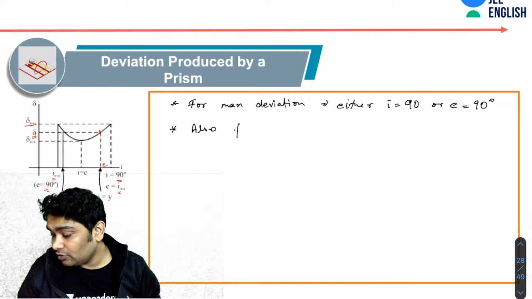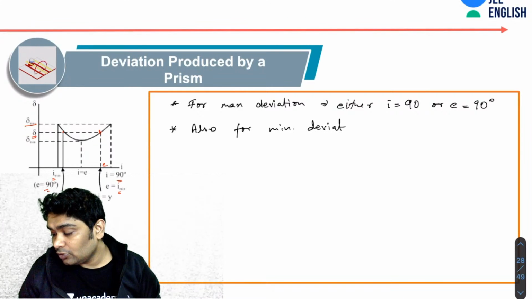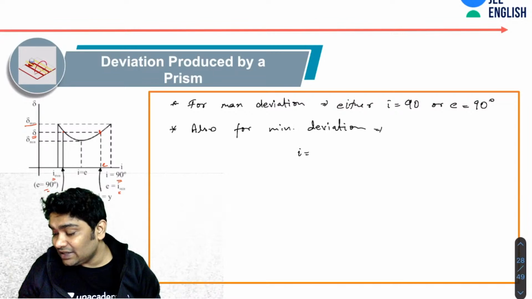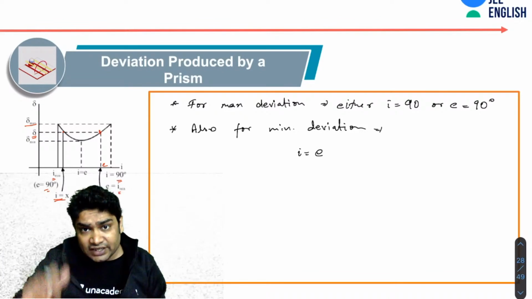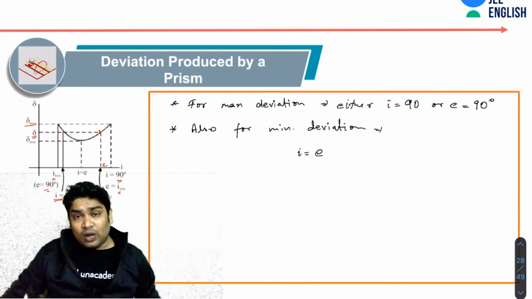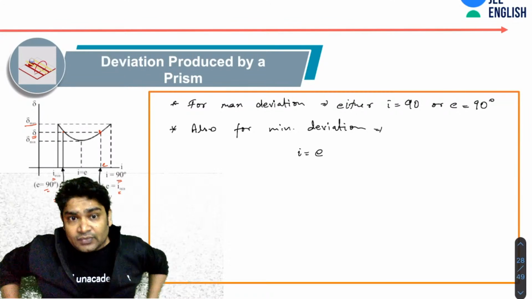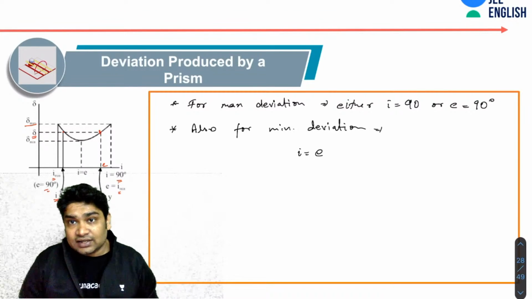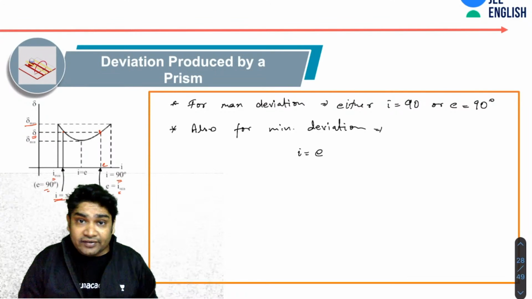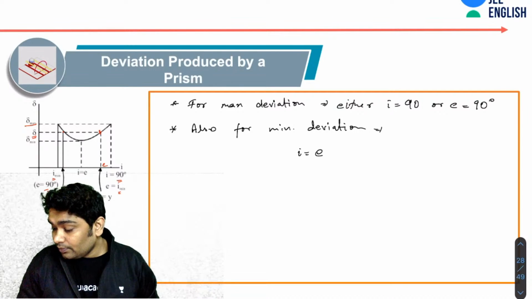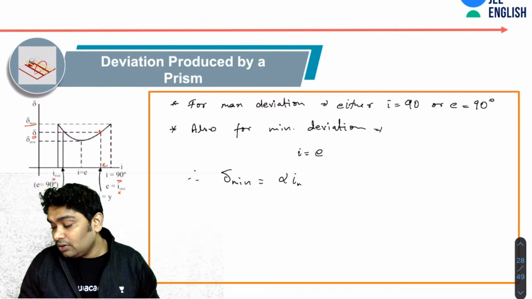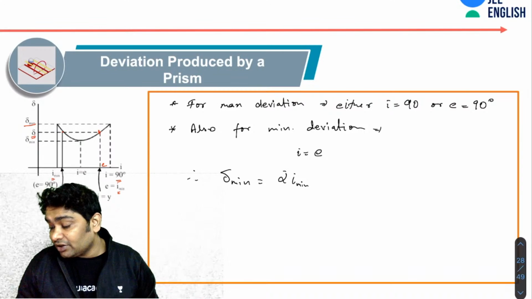Also, for minimum deviation, I equals E would be the condition. You realize this is very similar to ranges of a projectile corresponding to two angles, theta and 90 minus theta. The maximum range is achieved when the two angles are equal. So here also, minimum deviation is achieved when I equals E. So therefore, delta min is equal to 2 times I min, I for minimum angular deviation, minus A.